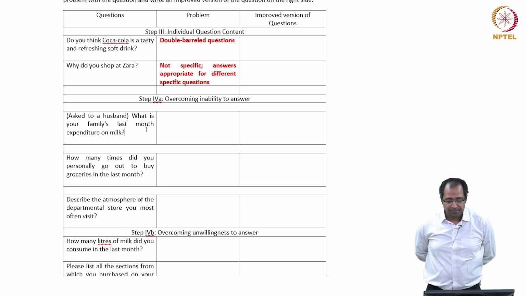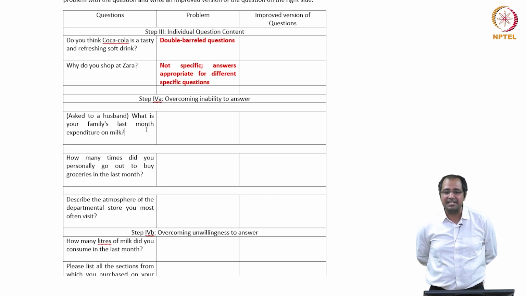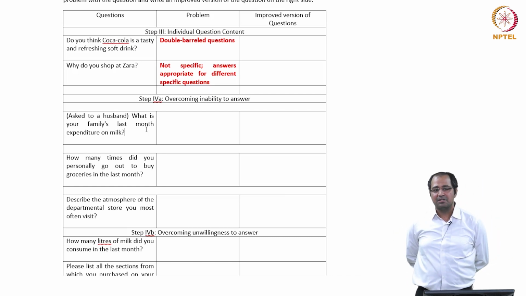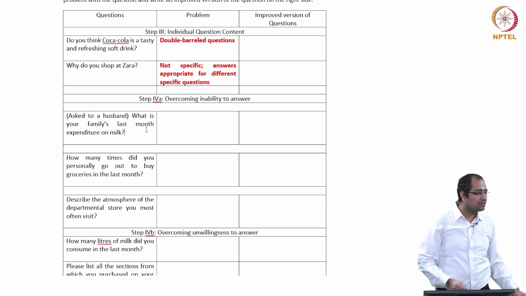That is why you should ask these questions to the person who is knowledgeable about this. So that is one, overcoming inability to answer, which means when you are asking questions, ask the respondent who is aware of that thing, not somebody who is not aware of that thing.